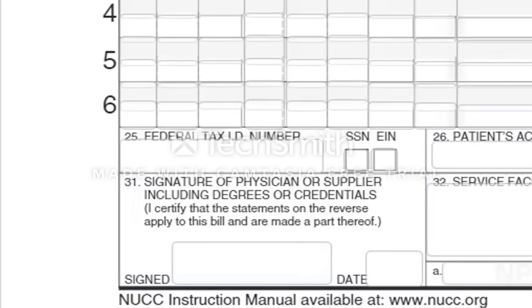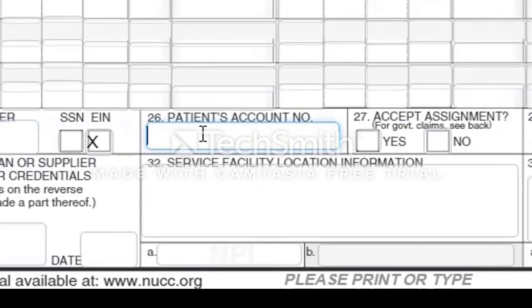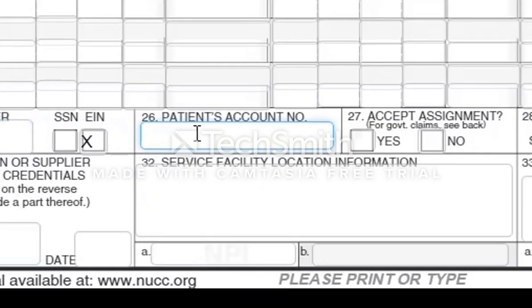Now, once we're done filling everything out in this area, we're going to move down to block 25. Nine times out of 10, the physician is going to use their EIN number. This is issued by the IRS, so instead of using their social security number, we need to still mark that that's what we used. And then we would type in their number. Now, the patient's account number, that's going to be our own medical record number. We can put punctuation in there because that's for our records. That has nothing to do with the claim.